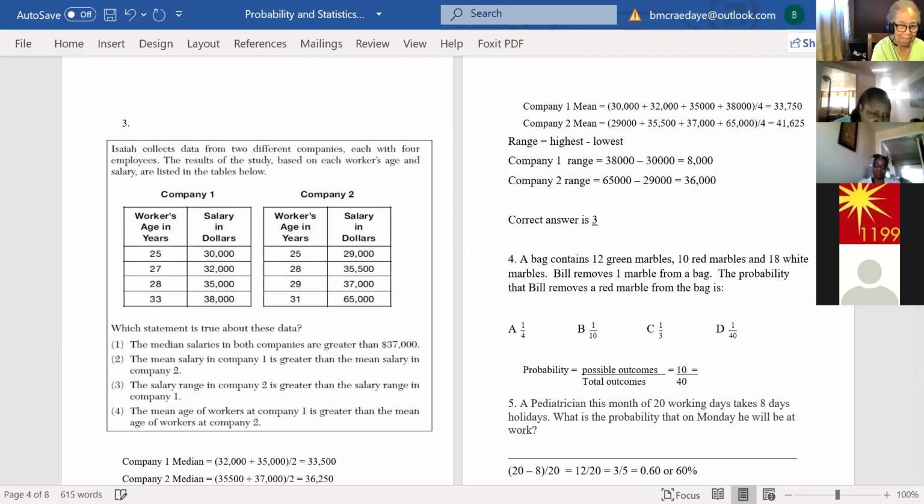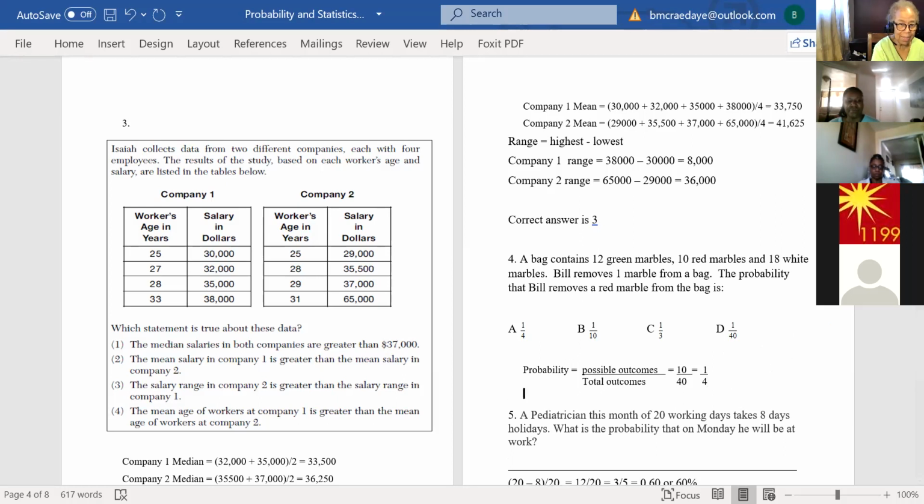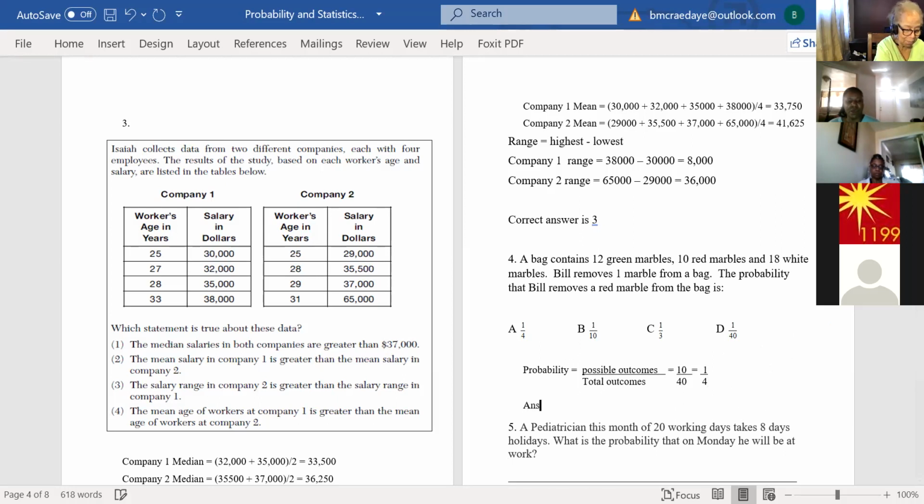Oh, that's what I said? Yes, in my homework, you said 1 over 40. But when you simplify that fraction, you get 1 over 4. So it's A. So your answer should have been A, not D. You told me D. Okay, I'll go over it and check it.